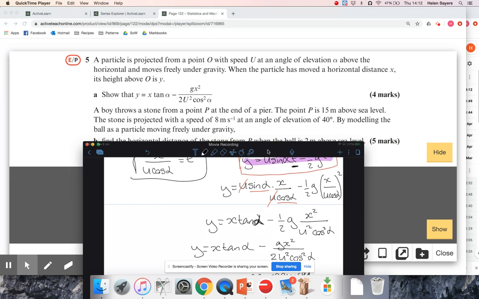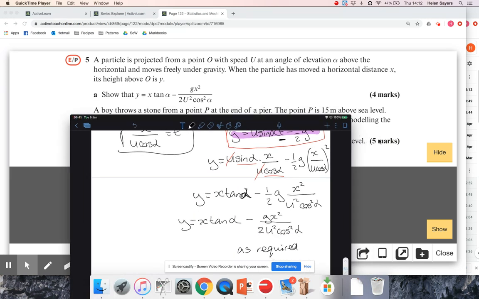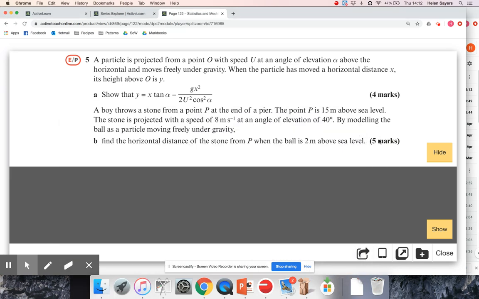Right, and then the other important thing about this type of question is you can probably answer part B even if you've got a little bit lost with part A. So let's have a think. Hopefully that's true. Right, a boy throws a stone from a point P, the end of the pier. The point P is 15 meters above sea level.